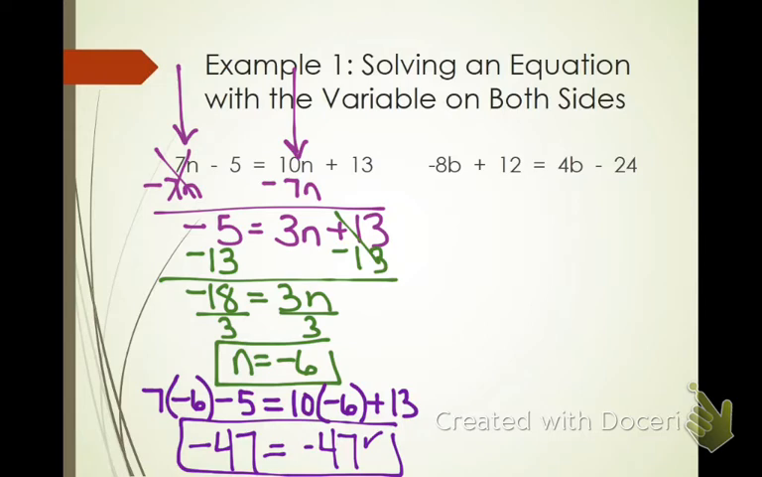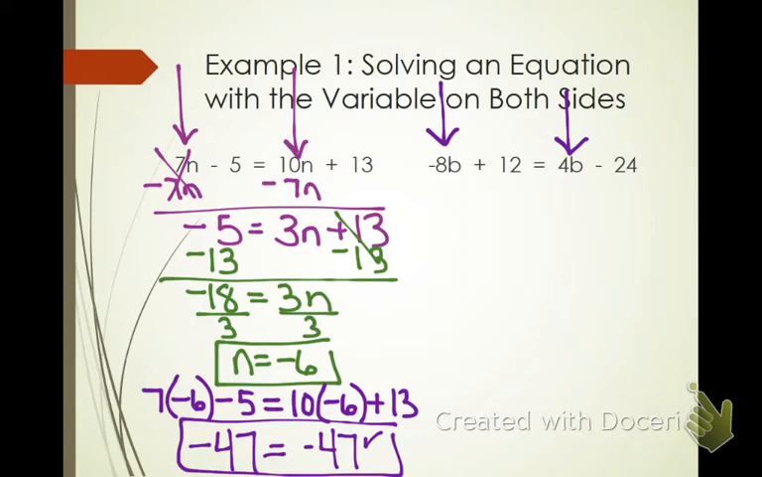All right, so let's look at the second one now. Look at the second equation. The first thing I need to recognize is where are my terms with the variable? Negative 8b and 4b. Well, I know that I can only have a variable on one side of the equation, so I have to either move the negative 8b or move the 4b. Which one would I move?